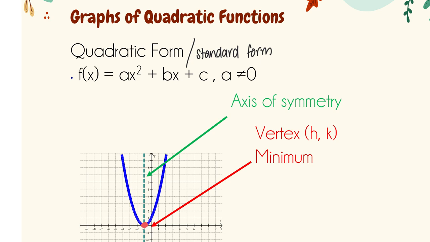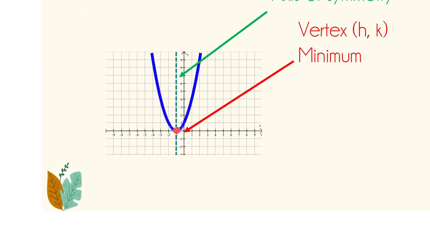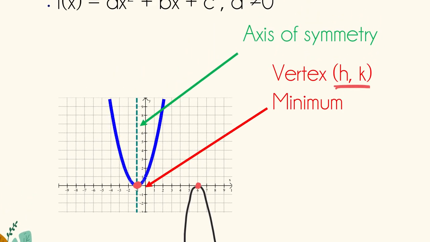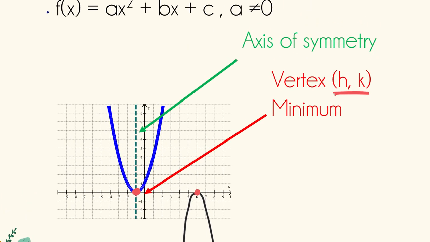So the vertex could either be the lowest point, or if I were to graph it this way, it could also be the highest point. Okay, vertex is represented as (h, k), so please make sure you know that. And again, there's a minimum and a maximum of a vertex. Axis of symmetry, you have seen this word before. What that means is it's like a mirror. It's a mirror image.